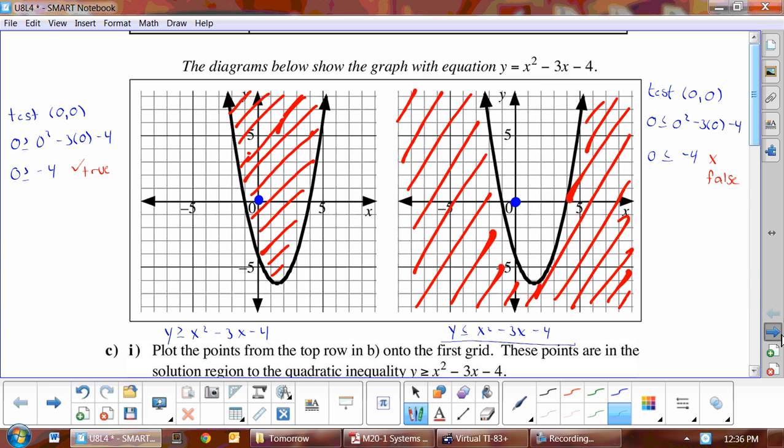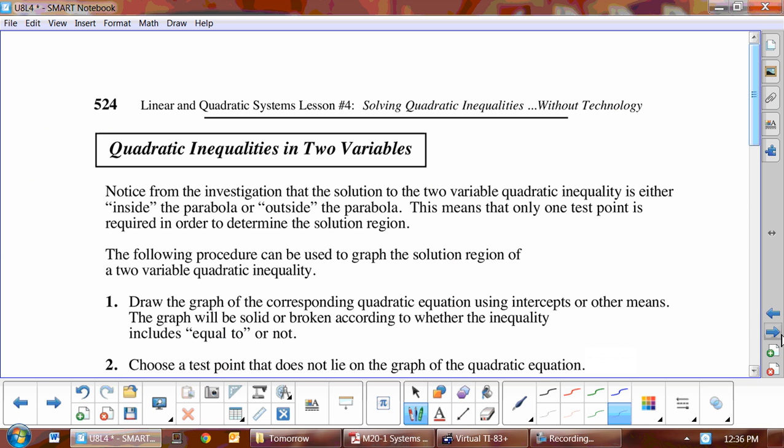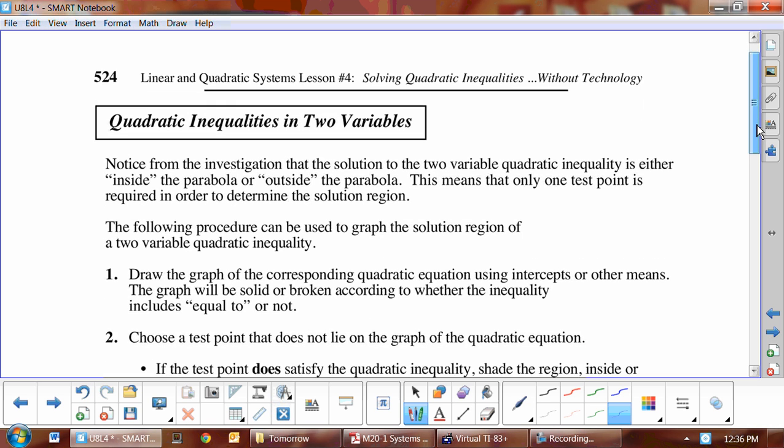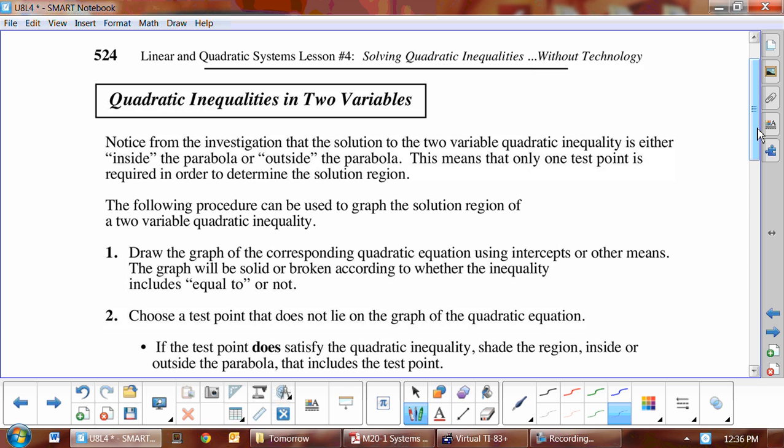Okay, so if we flip the page, they have all the rules for quadratic inequalities in 2 variables. One of the nice things is that they're basically the same as linear ones. So our first step is still to draw the graph.